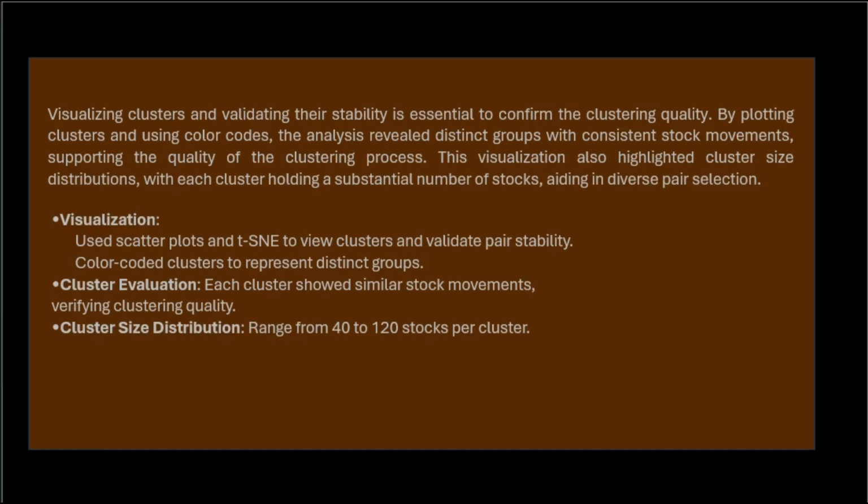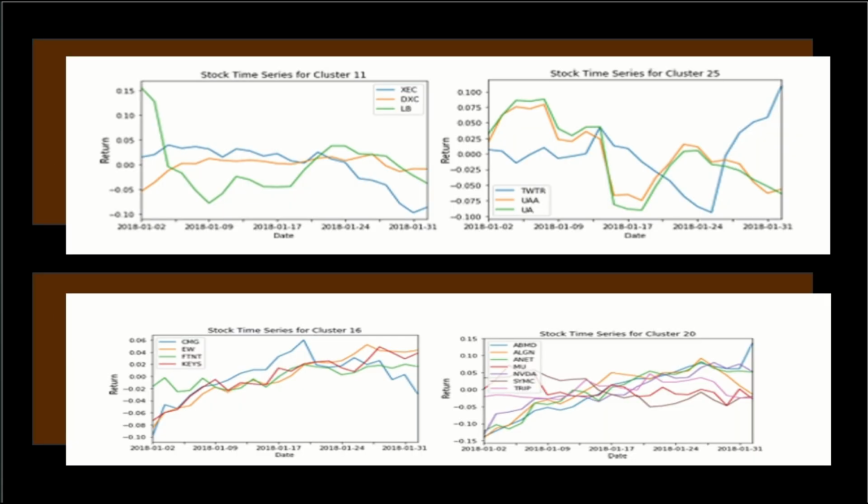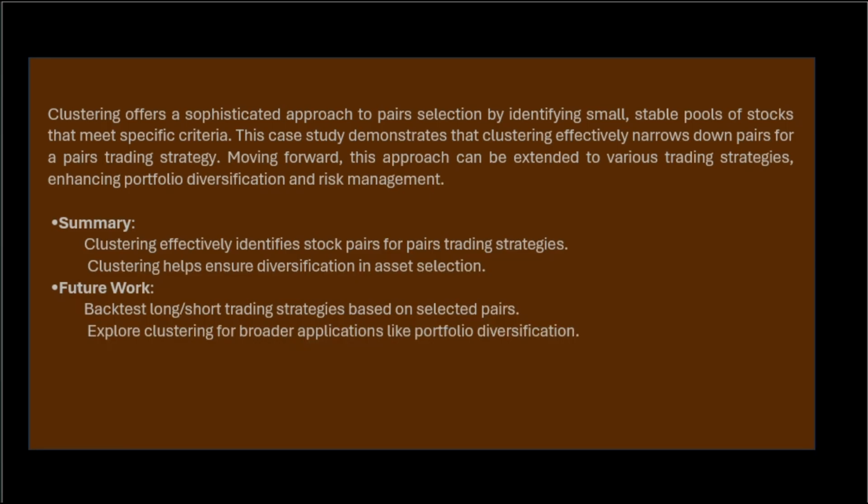Now, to ensure clustering quality, we visualized the clusters using scatter plots and t-SNE, a technique for higher dimensional data visualization. Each cluster was color coded to display distinct groups, and scatter plots reveal consistent stock movements within the cluster, as you can see in the image. We have provided four different graphs visualizing stocks in different ways. And in conclusion, this technique provides an efficient method for identifying stock pairs for pair trading.